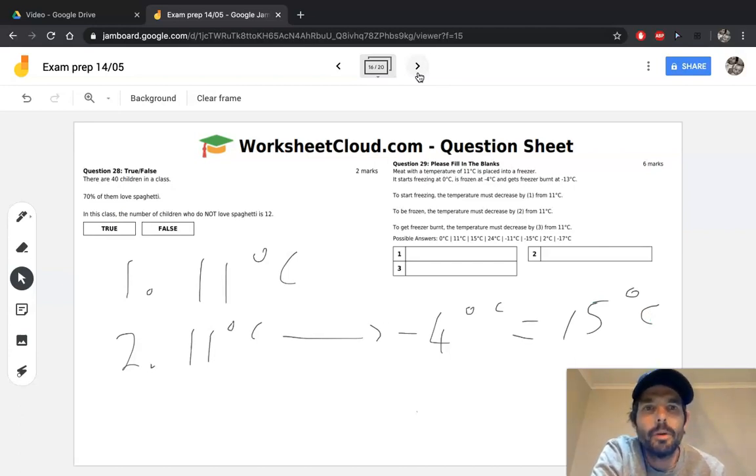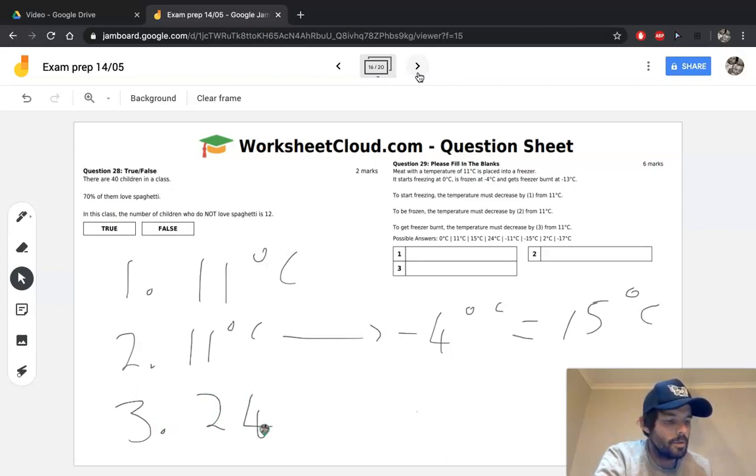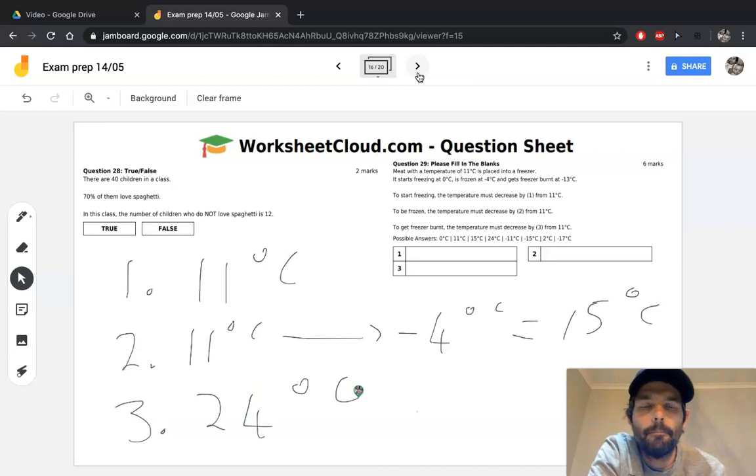To get freezer burn, the temperature must decrease to -13, so we need to go from 11 degrees Celsius to -13 degrees Celsius. So 11 degrees Celsius to 0 degrees is 11. We need to go another 13 degrees. So in total, we need to go 24 degrees Celsius. It needs to freeze and the temperature needs to drop by 24 degrees.